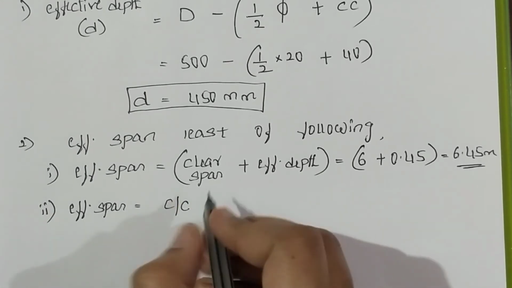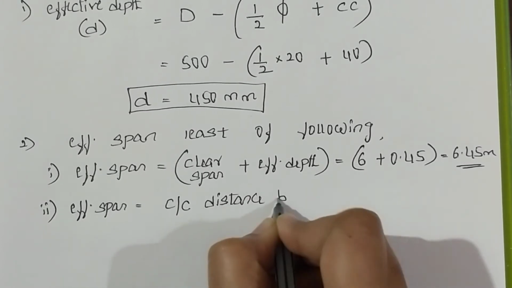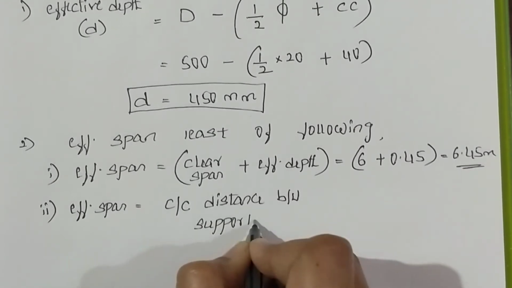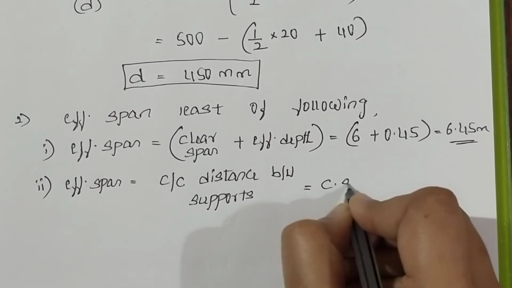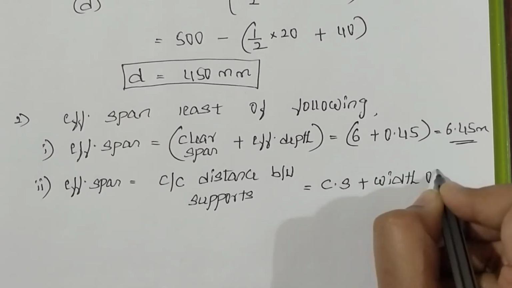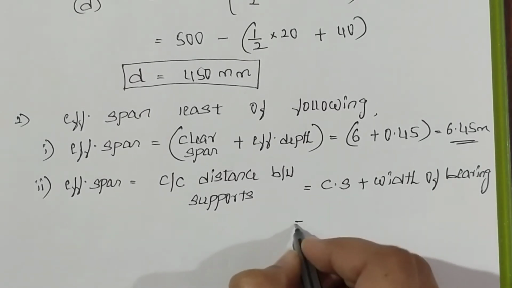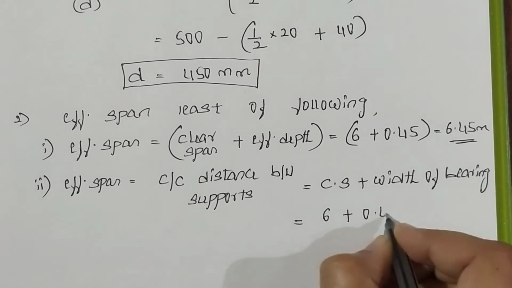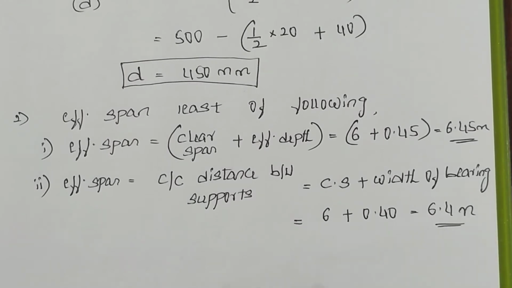center to center distance between supports. That will be equal to clear span plus width of bearing. That will be equal to clear span, it is 6 meter, plus width of bearing they have given in the problem, that is 0.40. Then calculate it, that is 6.4 meter.